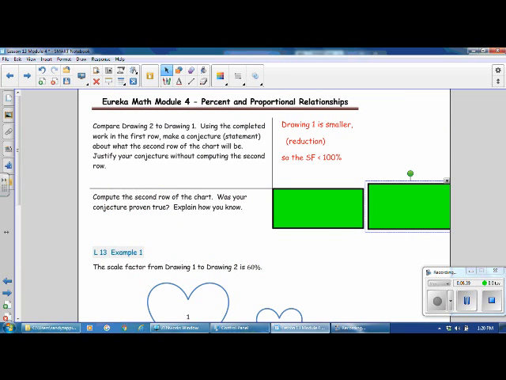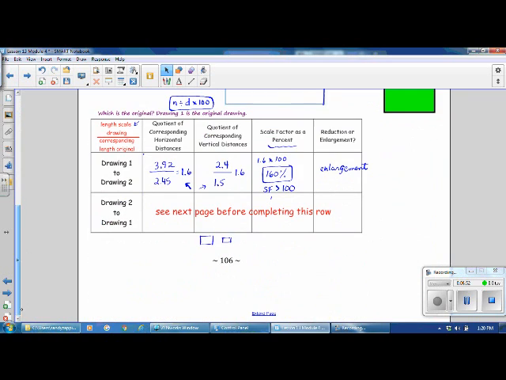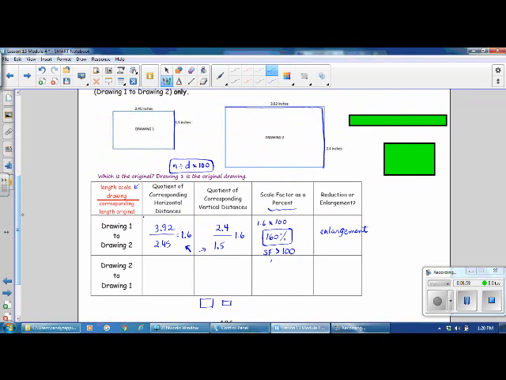1 is smaller. This will be a reduction, and the scale factor will be less than 100%. All right. Compute the second row of the chart. Was your conjecture proven true? So we'll go ahead and complete this now. And we need to fill in our fractions from drawing 2 to drawing 1.